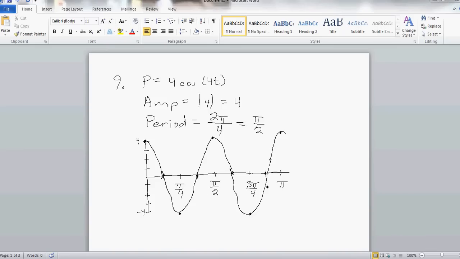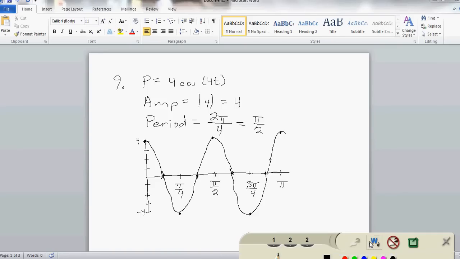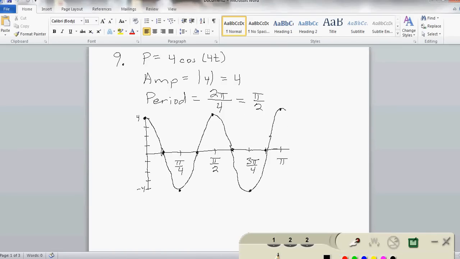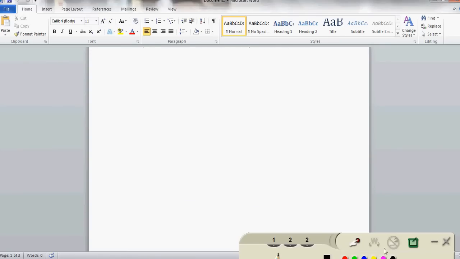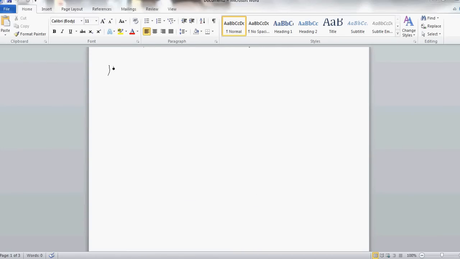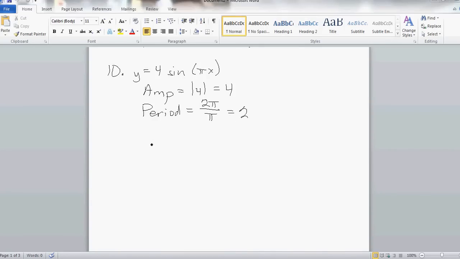The next group asks us to graph the sinusoidal functions using key points. Well, we've been using key points several times, so we're just going to do, in essence, what we have been doing. Number 10, y equals 4 the sine of pi x. Okay, quickly, the amplitude will be the absolute value of 4, which is 4, and the period will be 2 pi divided by the pi that's right here, which simply is equal to 2.